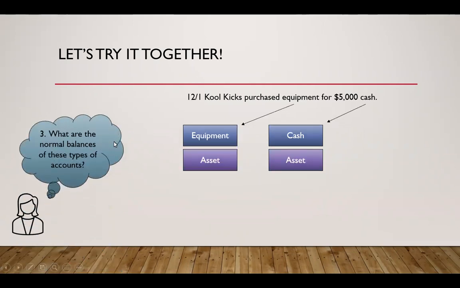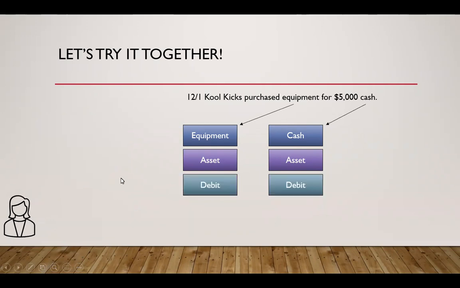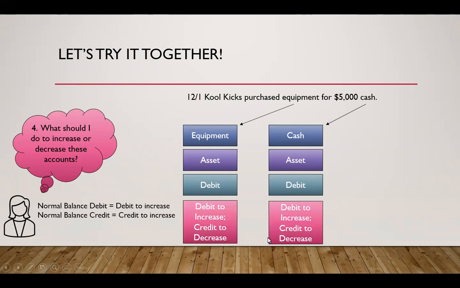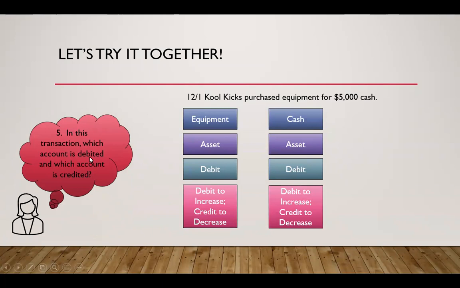So let's look at question 3. What are the normal balances of these types of accounts? So we know that all assets have a normal debit balance. So we list debit for that one. Now, the next question: what should I do to increase or decrease these accounts? Well, with a normal debit balance, we use a debit to increase, a credit to decrease. So that's what we see here. And finally, we get to our 5th question that says which account is debited and which account is credited. This is where we determine which one's going up, which one's going down. And based on that information, which one should be debited, which one should be credited.